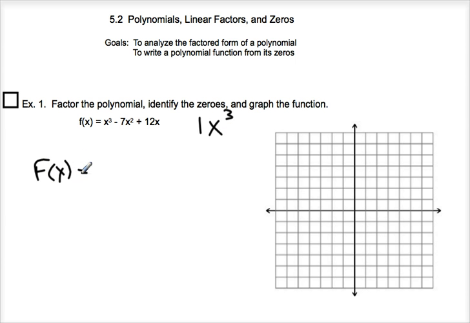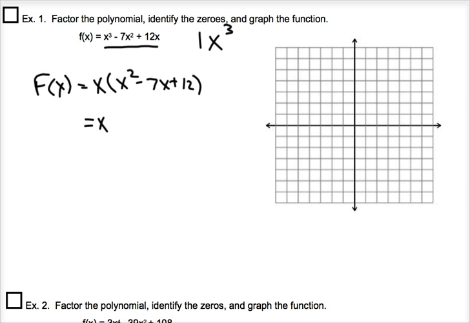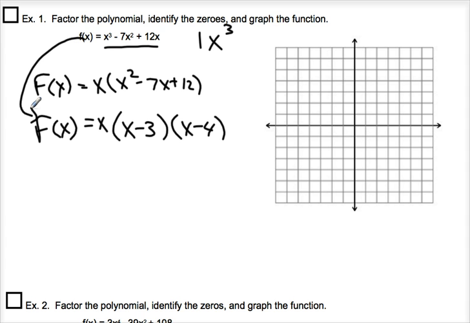First step of factoring is to take out what they have in common. All three of these terms up here have an x. So I'm going to take out an x. Now, I'm going to see if I can factor x squared minus 7x plus 12. I think that's actually a pretty easy one there. What times what is 12 and adds up to negative 7? Negative 3, negative 4. So if I were to FOIL those back out, I'd get x squared minus 7x plus 12. So this is what my polynomial function up top factors into.